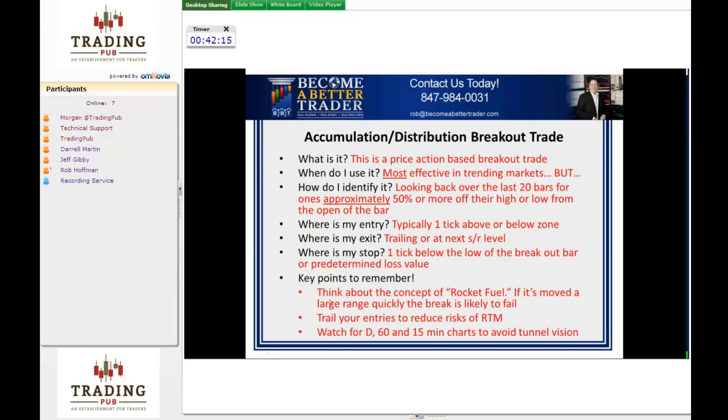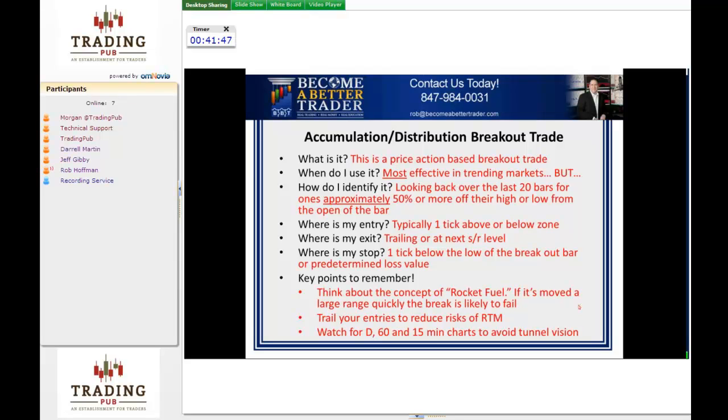So what is the accumulation breakout distribution trade? Basically, it's a price action based breakout trade. Typically, like most of my trades, it's most effective in a trending market. But this particular one happens to be usable in more of a sideways, congestive market as well. But I'll just tell you the primary usage, its primary intent is to be in a trendy market.